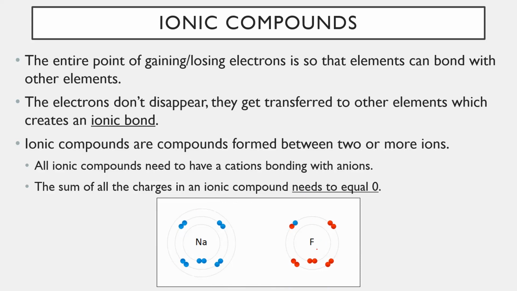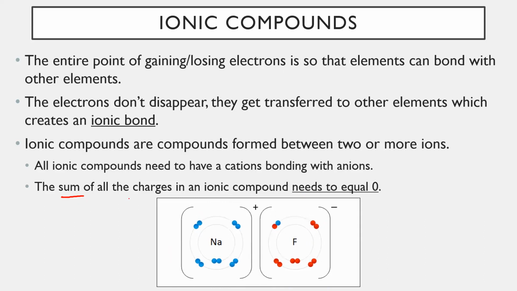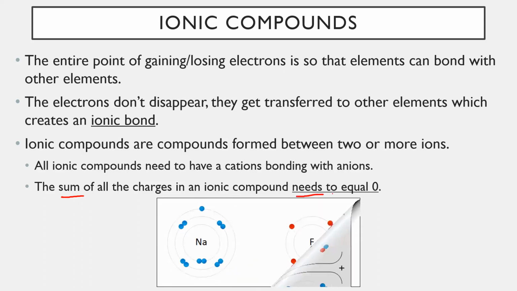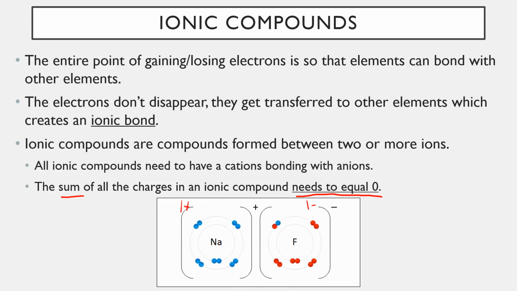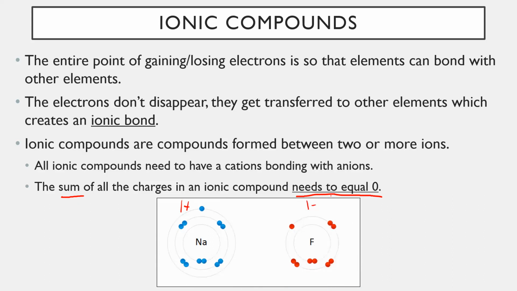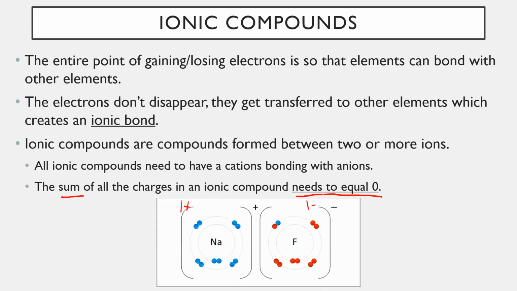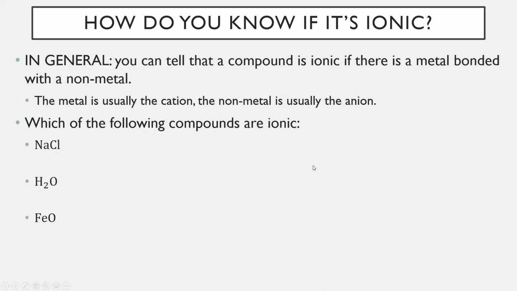Now, the other really important thing, I cannot stress this enough, the sum of all the charges in an ionic compound needs to equal 0. Notice this one's becoming 1 positive, and this one's becoming 1 negative. It gained an electron, and this one lost an electron. Positive 1, negative 1, balanced out to equal 0. Okay, so those two numbers need to equal 0. Positive 1 and negative 1 equals 0. Really important. We'll come back to that in a bit again today.